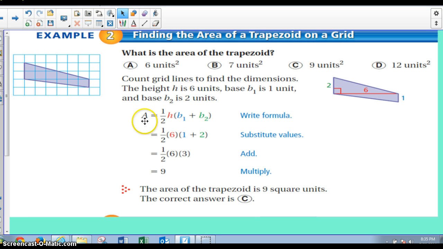So once again, they wrote the formula. They inserted the numbers. They did parentheses first. Then they did multiplication next, which 6 times 3 is 18. And then 1/2 of 18 is 9. So the area of the trapezoid is 9 units squared. Sounds simple enough. What you do have to remember with the trapezoid is the definition of a trapezoid, that where your bases are, and the bases have to be different sizes.